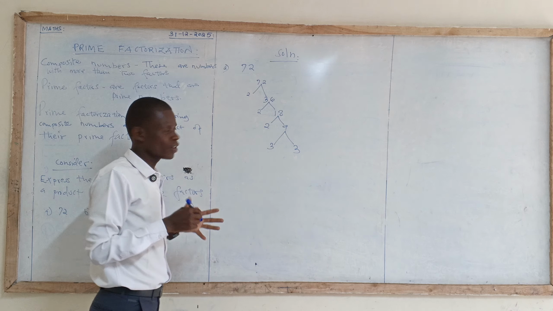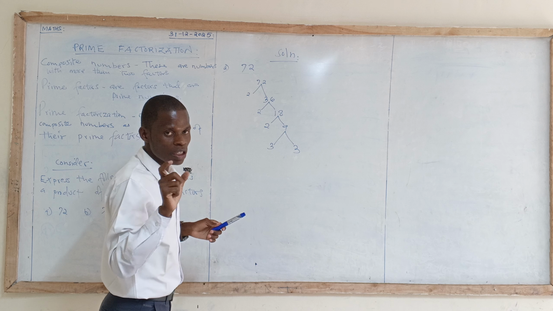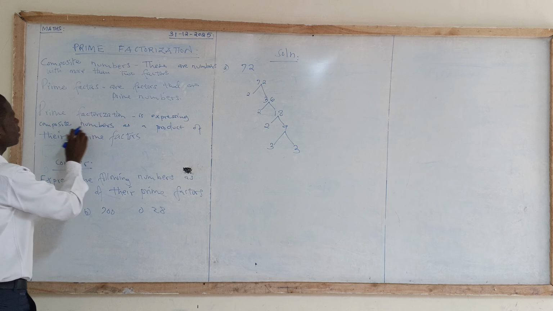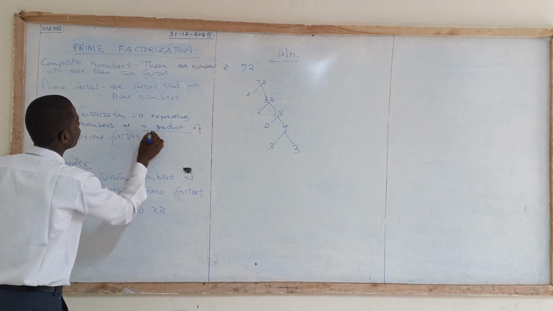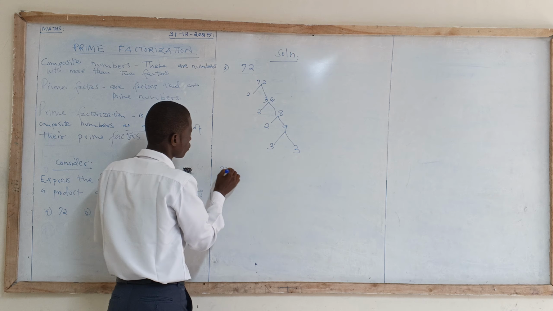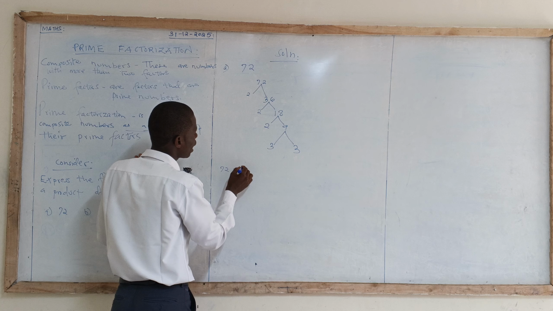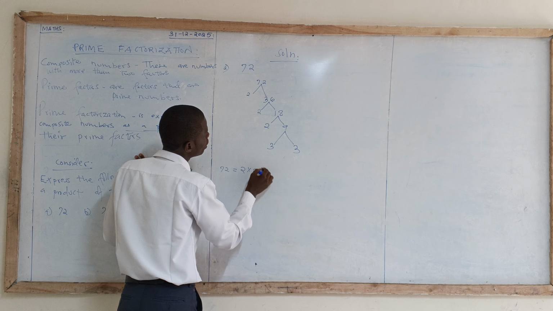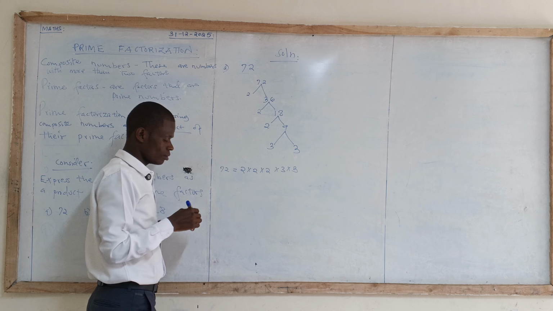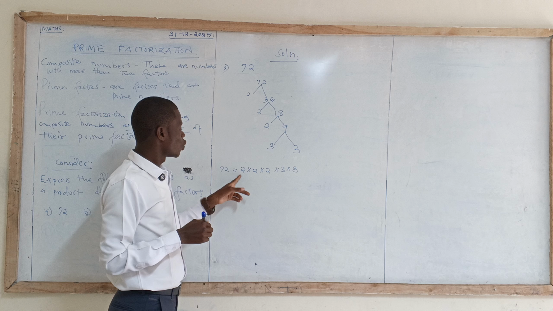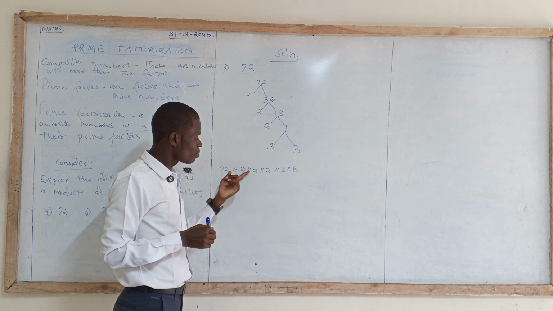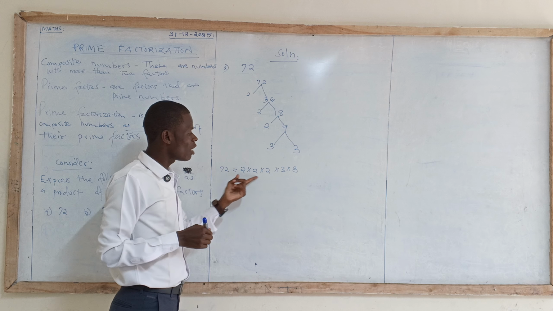So how can we write 72? We are being told to write it as a product. What is meant by the word product? Product means you multiply. So we say that 72 can be written as a product: 2 times 2 times 2 times 3 times 3. The product is multiplication, and these are now the prime factors.